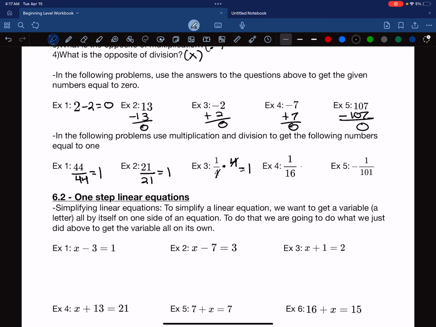Here, we're going to do the same thing, except we're going to multiply by 16. These cancel, and you're left with 1. This equals 1. And then here, to get this equal to 1, we're simply going to multiply by negative 101. The reason I say negative is because we have a negative out here. A negative times a negative is a positive. And then these 101s cancel out, so you're just left with 1.